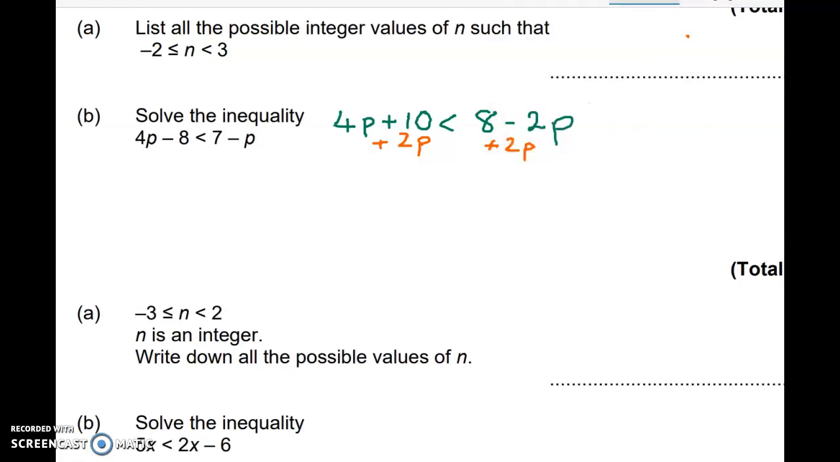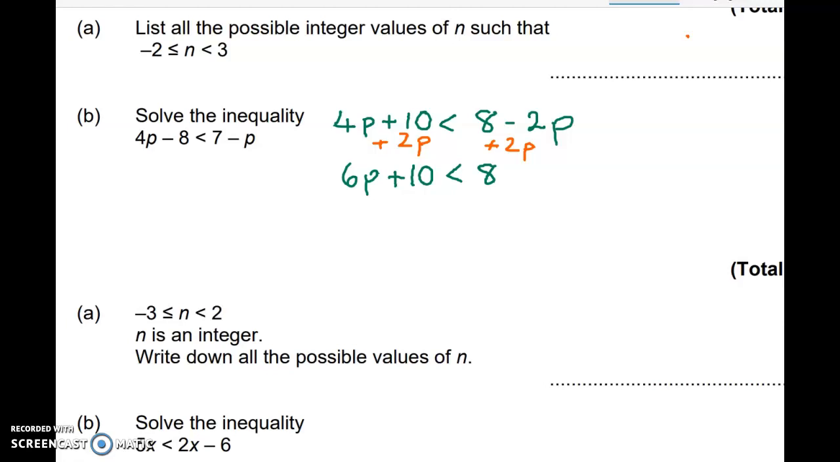I'm adding p's together because I can only add p's together. So I've got 4p plus 2p, which gives me 6p, plus the 10, which is not affected by the p's, is less than 8, and then minus 2p's plus 2p's means it disappears, which is what I wanted because I wanted to end up with just p's on one side.